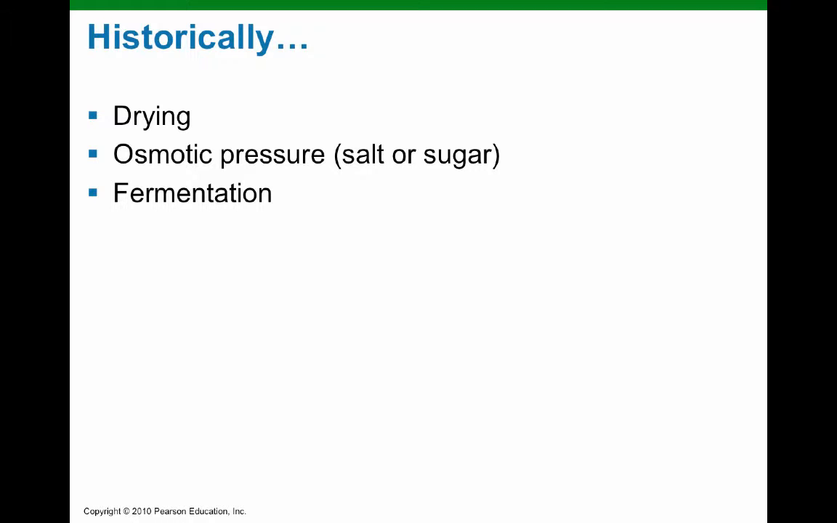So historically, as far as the method for food preservation, it was via drying or desiccation, using a high concentration of salt or sugar to preserve food, which is still done with jams, jellies, also salted meats, for example. And then also fermentation. So the products of fermentative metabolic pathways like lactic acid or ethanol to preserve a food or a beverage.